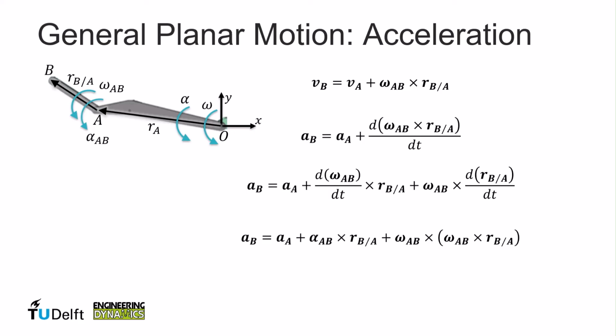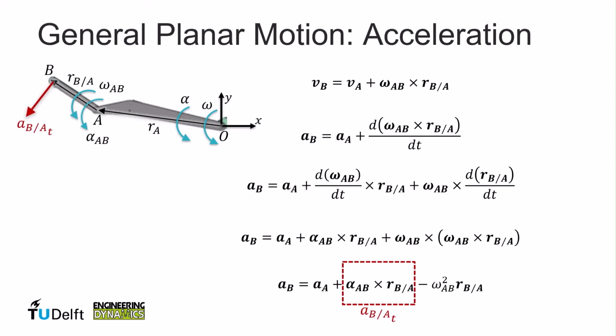Note that the last term is a double vector product, which always leads to a vector pointing in the opposite direction of vector RB/A. Finally, we have arrived at the expression for the acceleration at point B. Evaluating these vector products, we can see that the first vector product represents a tangential acceleration, whereas the second one represents a relative acceleration that is always normal.